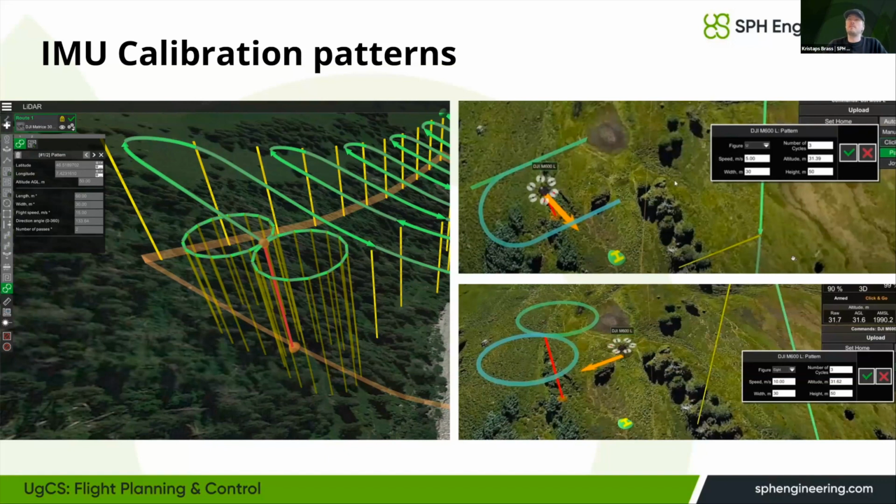And then additionally, we also have the LiDAR IMU calibrations, which you can use as actions. On UgCS, we have different actions which you can send to the drone, such as auto mode or upload route, etc. And then you can select the pattern tool and you can add. Currently we have two types of patterns. We have the U shape as well as the figure 8 LiDAR calibration pattern. So that's about the IMU calibration patterns which we have.